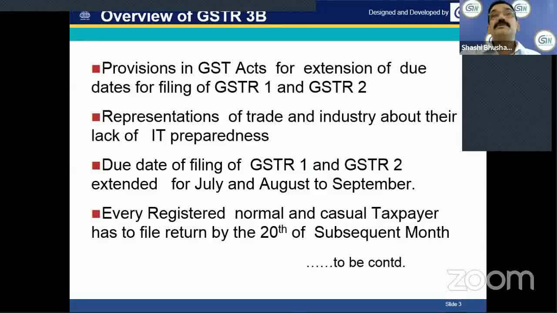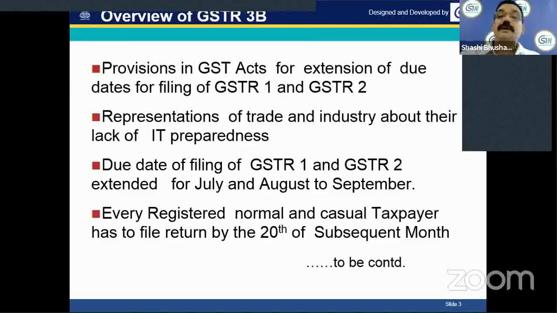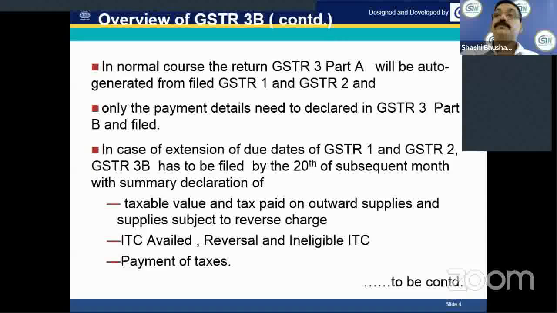But there are legal provisions incorporated in the GST Act and rules which enable the taxpayer to file a summary return in the format GSTR-3B, giving all their self-assessed liabilities and input tax credits and paying their liabilities. Now, this return has to be filed by the 20th of the subsequent month. So in the normal course, GSTR-3 is generated, but now since GSTR-1 and 2 have been postponed, GSTR-3B will have to be filed for July by the 20th of this month.